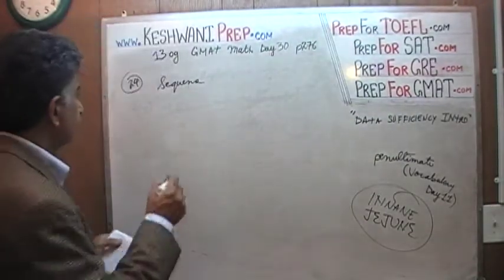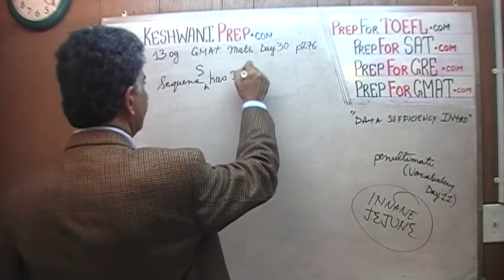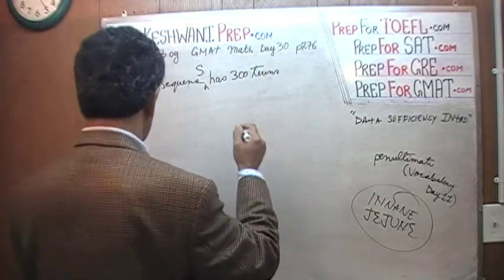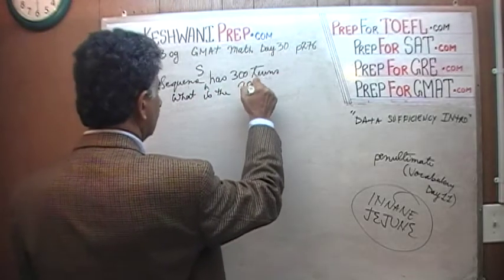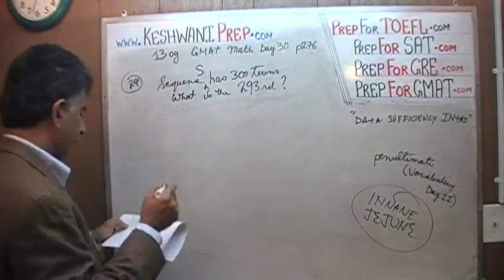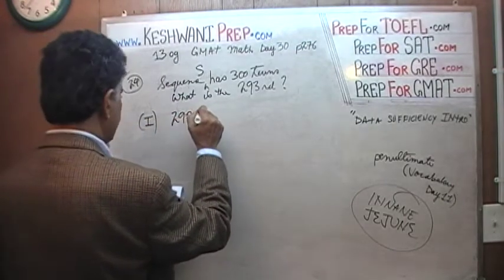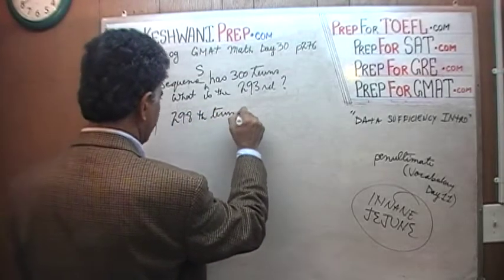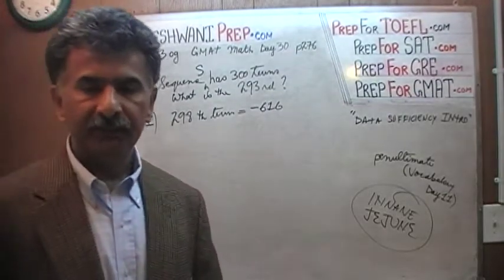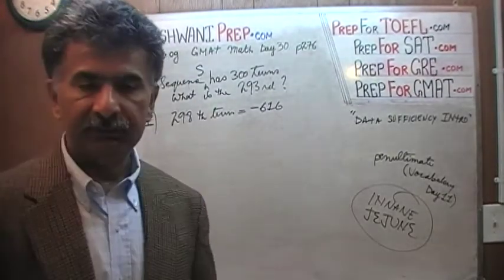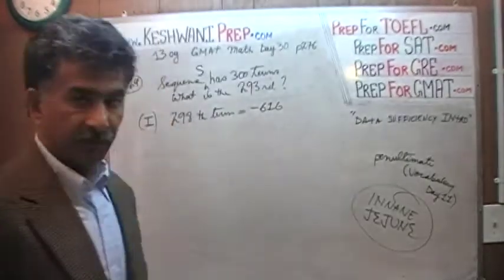Sequence S has 300 terms. The question simply is, what is the 293rd term? Very simple, very straightforward. The first statement tells us that the 298th term is negative 616. Now, had they simply stopped at that, that would not have been enough for us to figure out what the 293rd term is. But they give you more information.